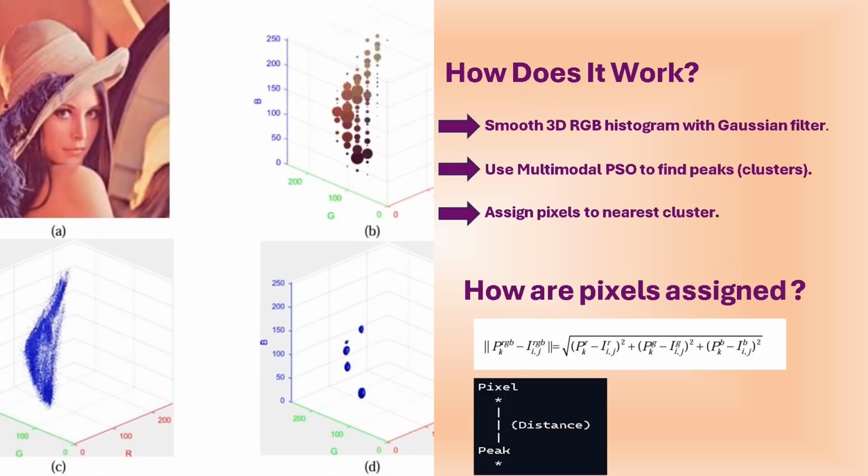How does it work? First, the method smooths a 3D histogram of the image's RGB colors using a Gaussian filter to reduce noise. Then, it applies multimodal PSO, a smart algorithm inspired by how particles move, to locate the peaks in this histogram, which represent different clusters. Finally, each pixel is assigned to the closest cluster based on its color distance. The paper tests it on the famous Lena image and other benchmarks, showing it's effective. Pixels are assigned using Euclidean distance, the square root of squared differences in RGB values between the kth peak and each pixel, ensuring accurate clustering.